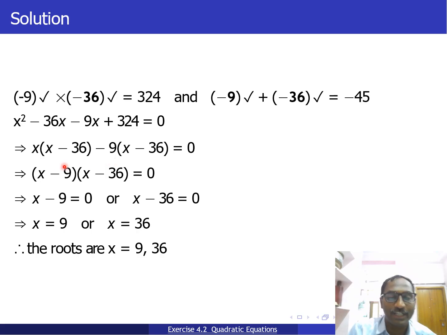Now factorizing it: x times x minus 36 minus 9 times x minus 36 equal to 0. So x minus 9 times x minus 36 equal to 0. This implies x minus 9 equal to 0 or x minus 36 equal to 0. This implies x equal to 9 or x equal to 36. Therefore, the roots are x equal to 9, 36.